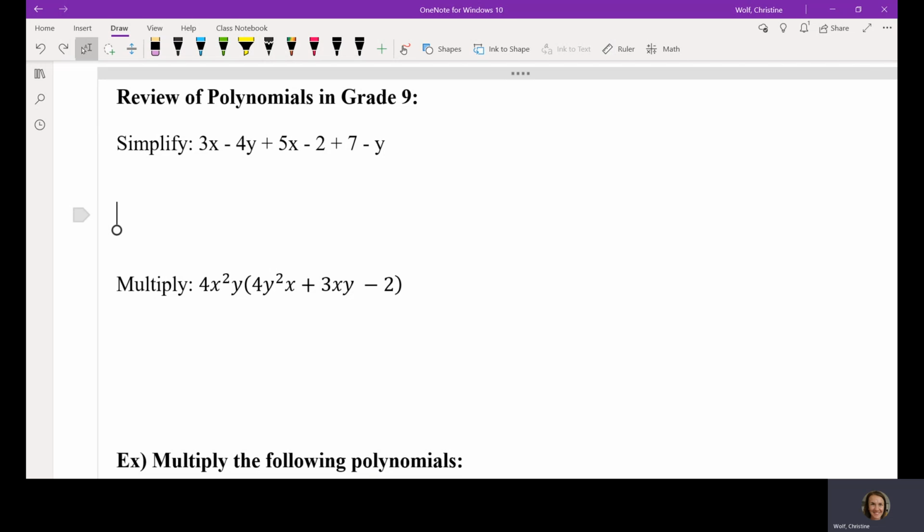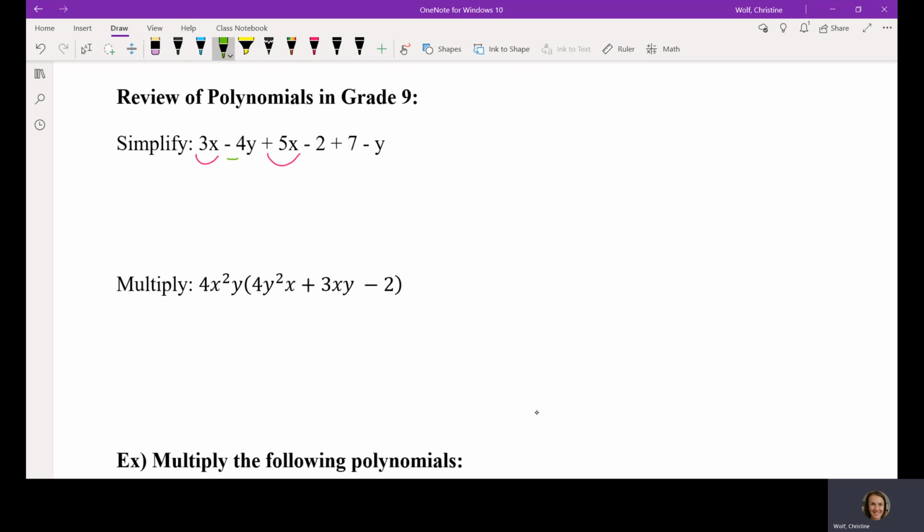Your grade 9 teacher would have taught you that we can combine similar terms. So in this big stretch of expression, 3x minus 4y plus 5x minus 2 plus 7 minus y, we're going to look for similar terms. Similar terms are anything with identical variables. If I look at 3x right here, there is a similar term, and it's the 5x, because they both have x's. Then if I look at the negative 4y, do I have another y anywhere? Yes, I do, at the end.